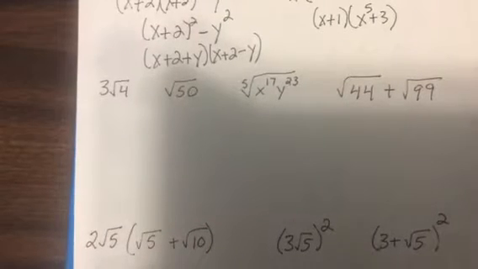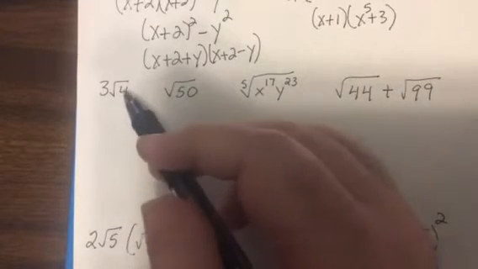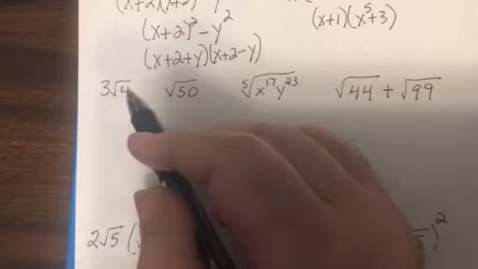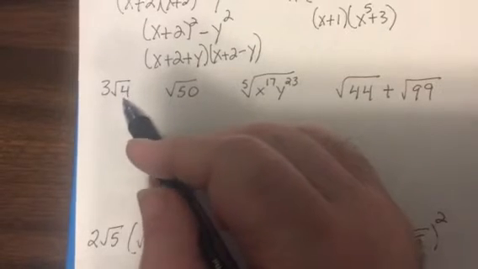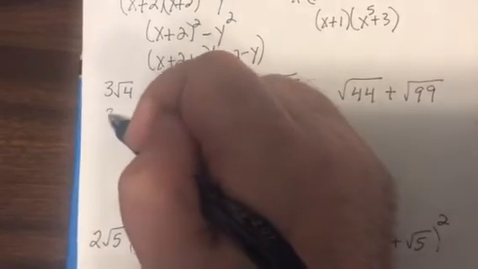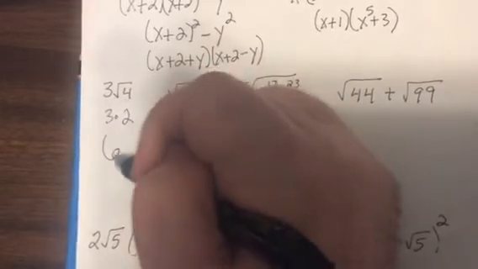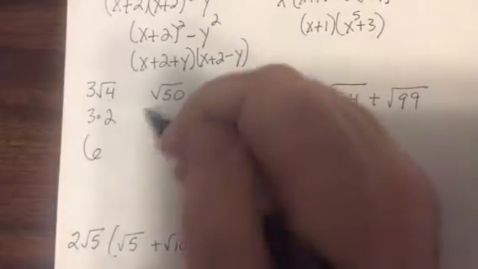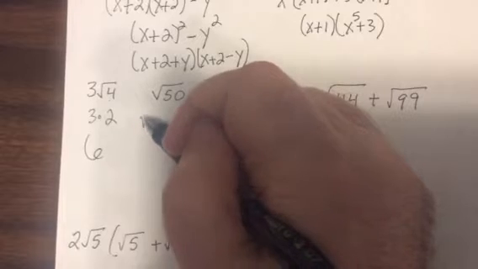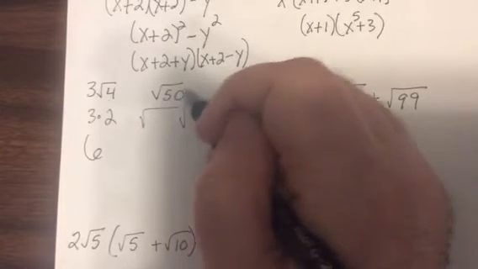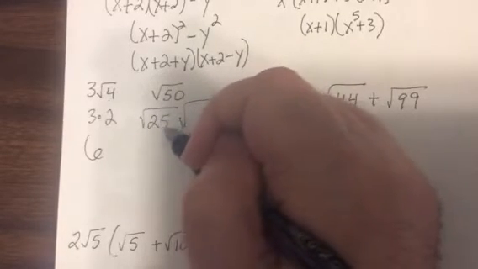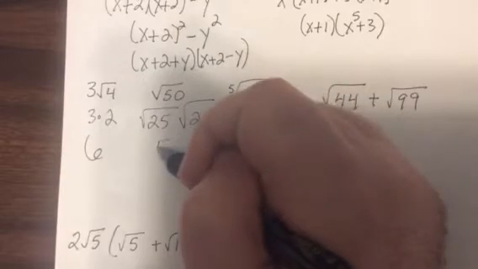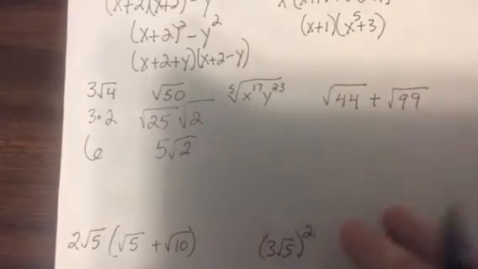But this one, you can take the square root of 4. Square root of 4 is 2. So this is just 3 times 2, which is 6. This is not a perfect square, so you have to break it up. And we've done 50 so many times, I don't know how you couldn't remember it. It's 5 square root of 2.